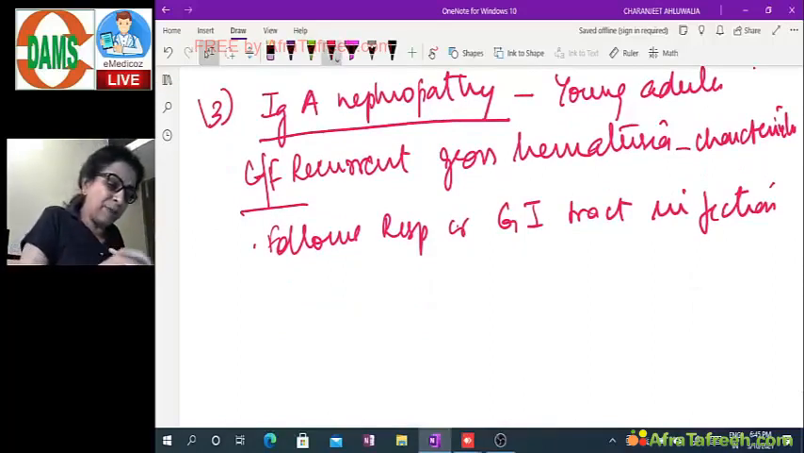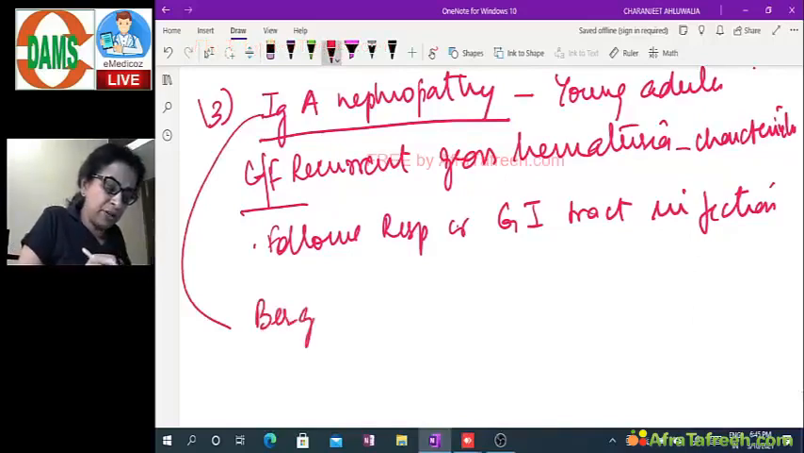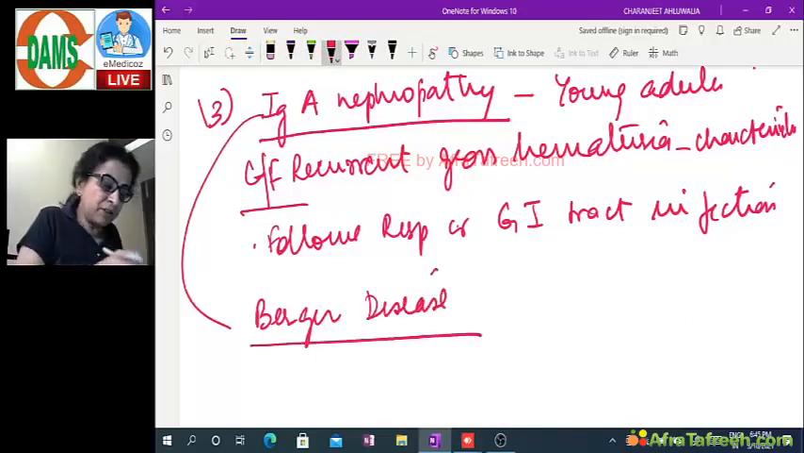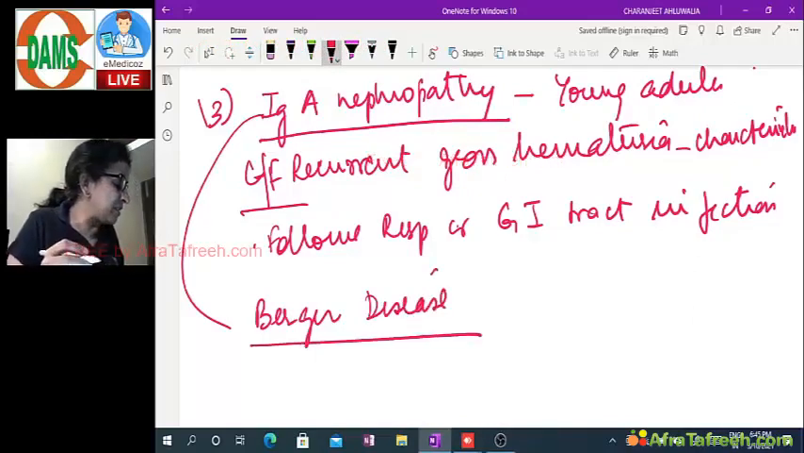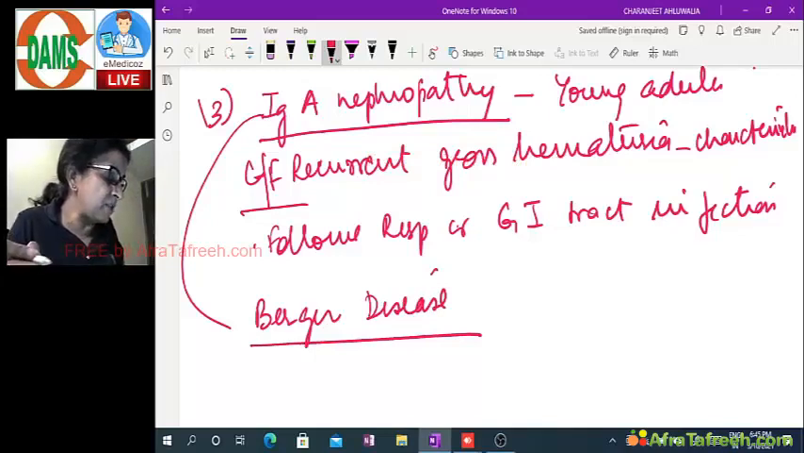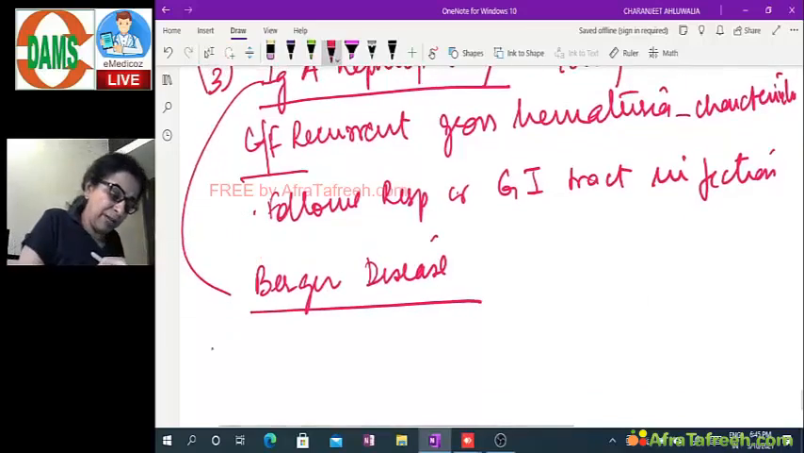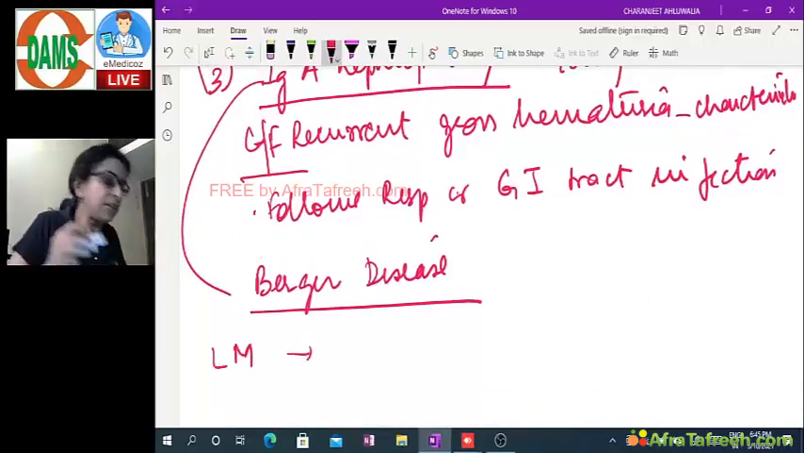Now another name for IgA nephropathy is Berger disease, B-E-R-G-E-R, Berger's disease. Don't confuse it with thromboangiitis obliterans, which is Buerger disease, B-U-E-R-G-E-R. Okay, अच्छा, अब देखें light microscopy. Light microscopy, what do you see?